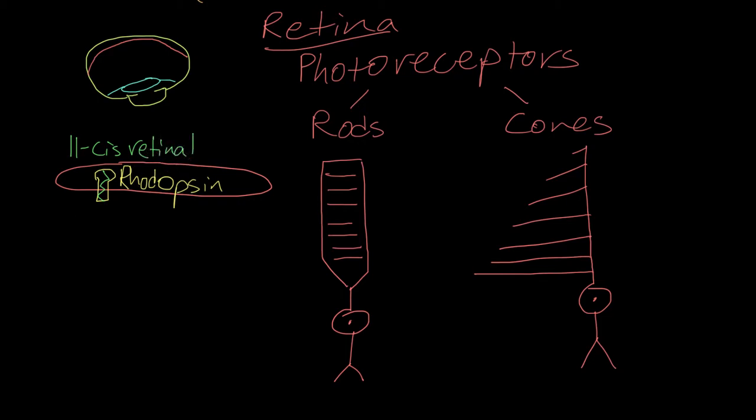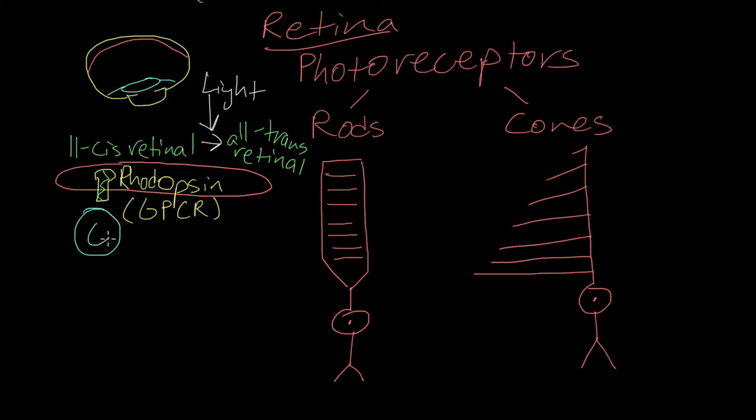When 11-cis retinal absorbs a photon, light, it is converted to all-trans retinal. And when it converts to all-trans retinal, that activates rhodopsin. Now, rhodopsin is a G protein coupled receptor, meaning it's a receptor that activates a G protein. This G protein, when it gets activated by rhodopsin, is called transducin. When it gets activated, it binds a GTP.